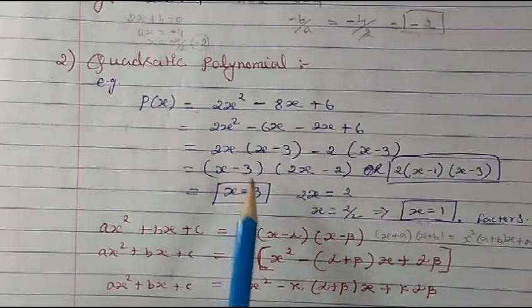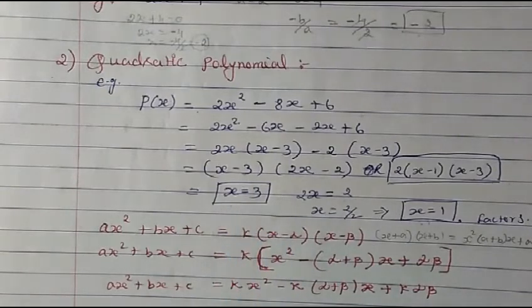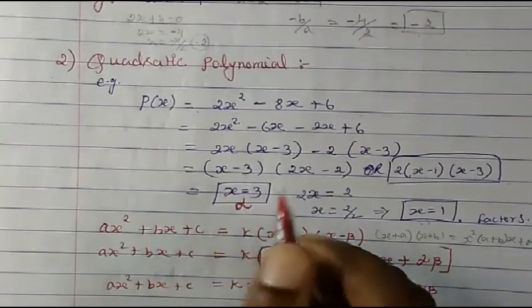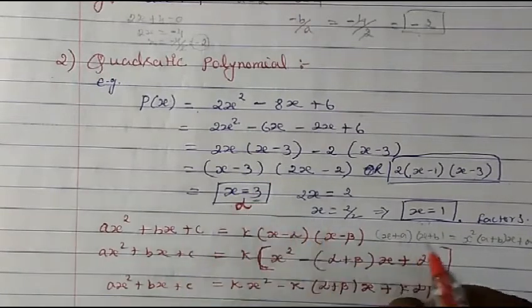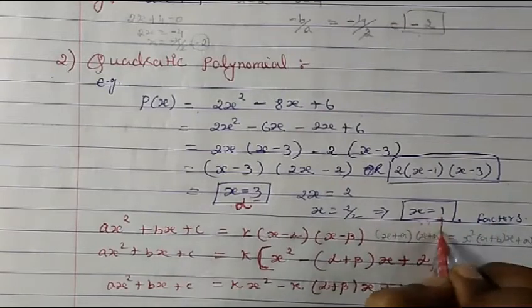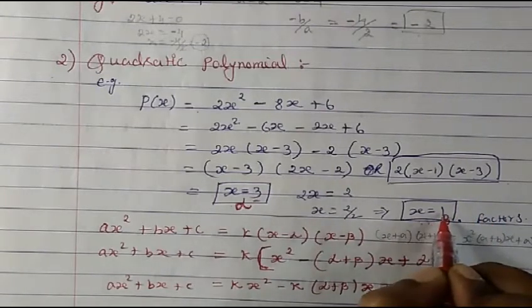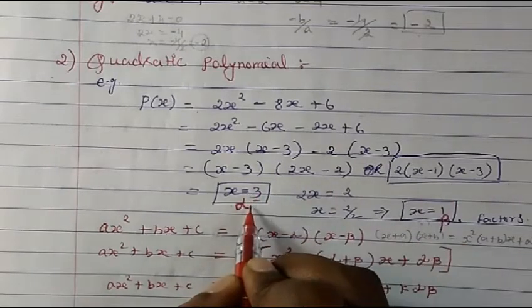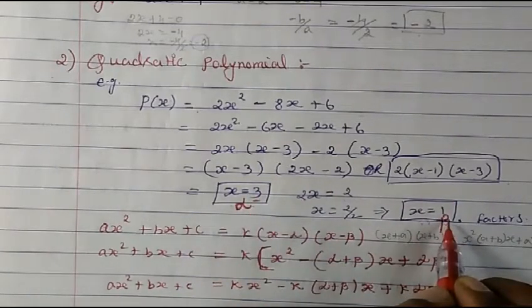Now the same thing: if you consider this x as alpha, for example, this we consider as alpha, and then here this is beta. 1 is beta because 2 factors we got. So consider one factor as alpha and another factor as beta.